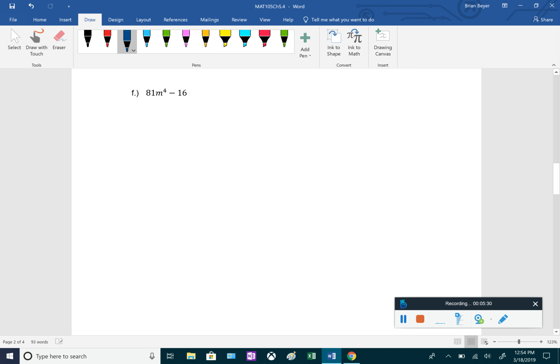Okay, we'll do one more of these ones and then do the next one. So 81m to the 4th minus 16. Let me rewrite this as 9m squared squared minus 4 squared. There we go. So something squared minus something squared.